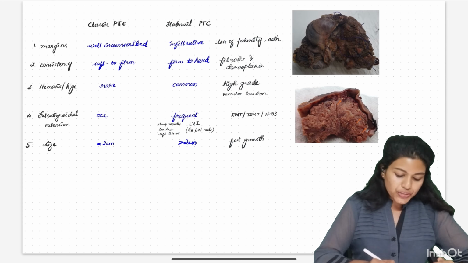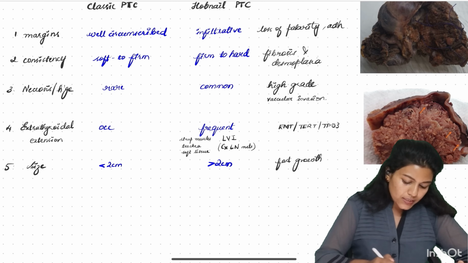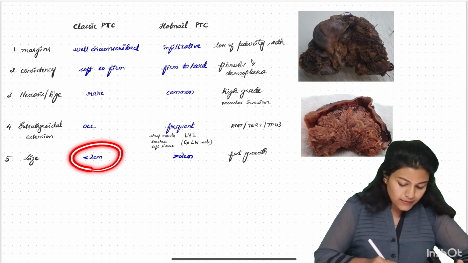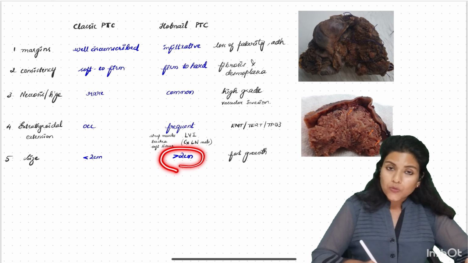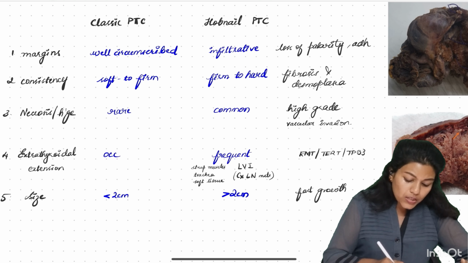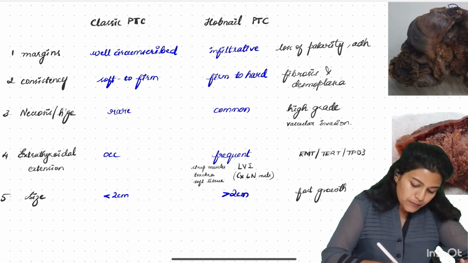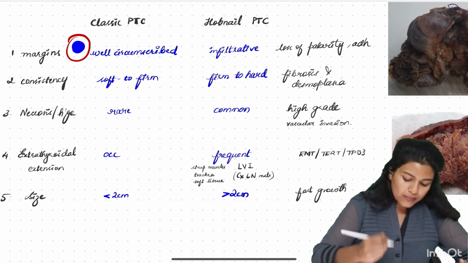So let's differentiate the gross features of classical PTC from hobnail PTC. Grossly, classical PTC is slow growing, so the size will be less than 2 centimeters. Hobnail PTC is fast growing, so the size will be bigger than 2 centimeters. Coming to the margins, classical PTC is slow growing, low risk, so the tumor will be well circumscribed.